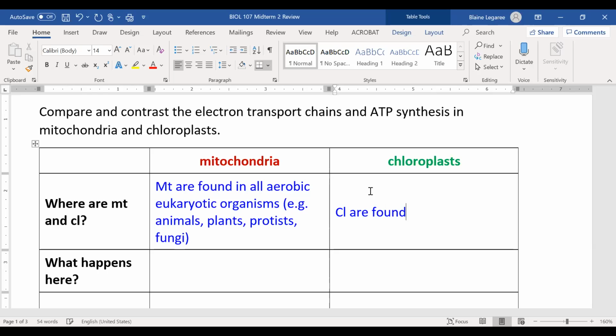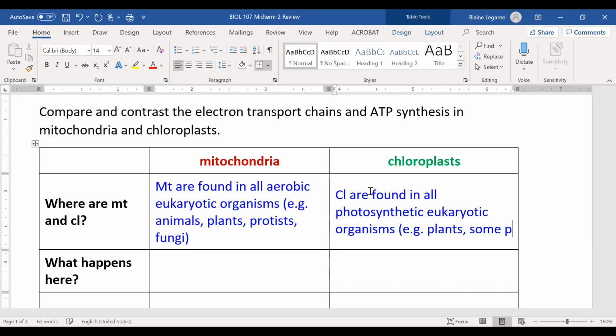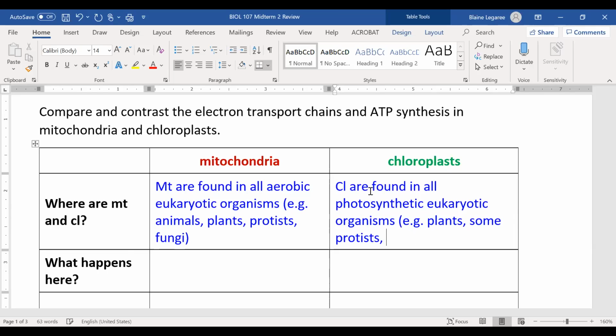Chloroplasts are found in all photosynthetic eukaryotic organisms. So what does that include? It includes plants, not animals. We have some protists, and we have algae. Okay, so remember there are photosynthetic bacteria as well. The photosynthetic bacteria don't have chloroplasts, but they have membranes that look like the thylakoid membrane. So they're using their cellular membrane again.